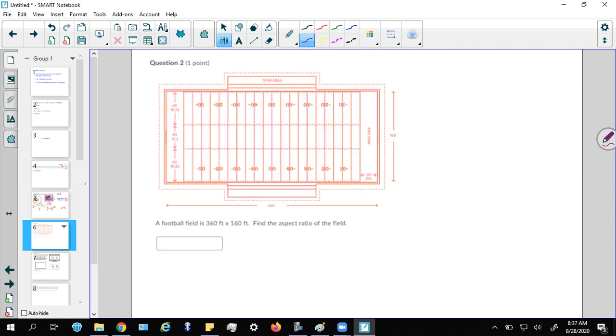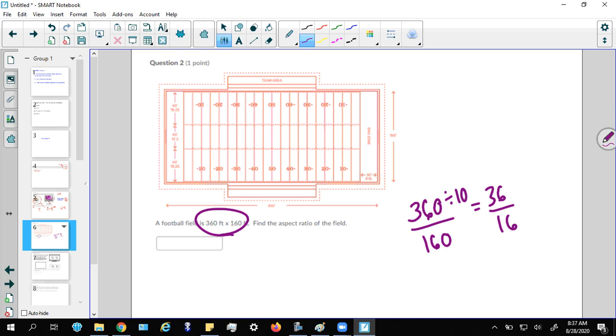We have a football field. A football field is 360 by 160 feet. So to find the aspect ratio, all you're doing is taking 360 and 160 and reducing it to the smallest terms. If I was going to do this manually, I know both of them can be divided by 10. I get 36 over 16. All right, they're both even. We'll keep it simple. Divide by 2. 18 over 8. Okay, I can divide by 2 again. Which gives me 9 over 4. Okay, I can't do anything at that point, so it is 9 to 4.